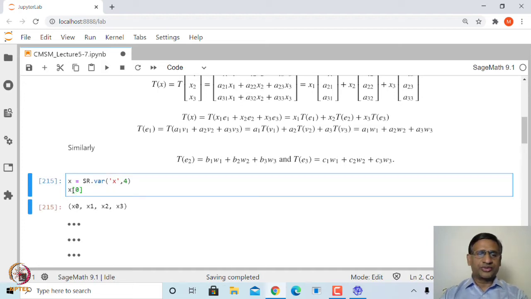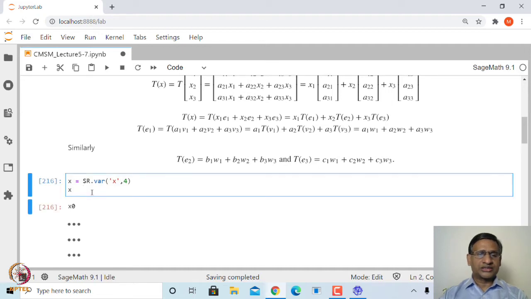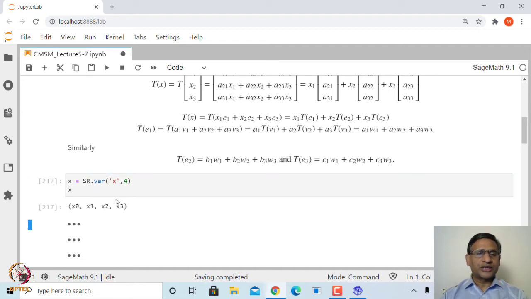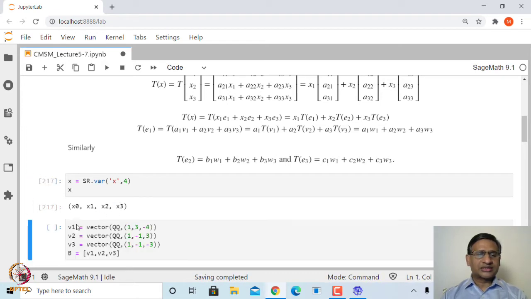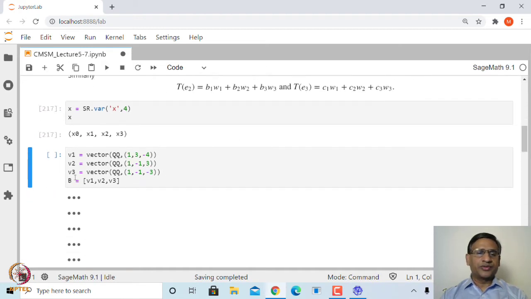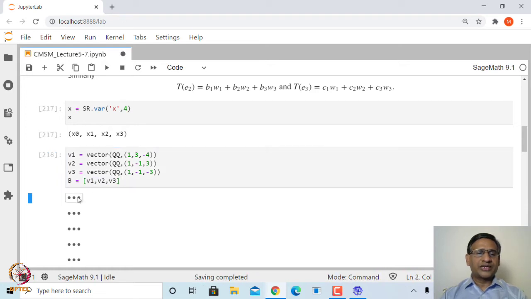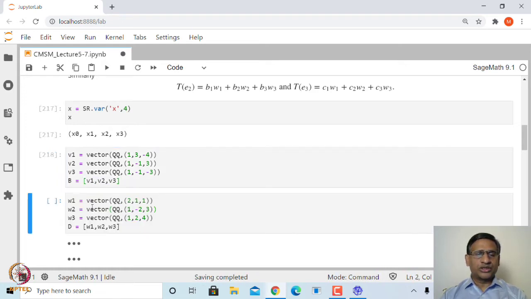So if I say x of 0, this will be x0 and so on, right. So that is your variables x0 to x4. Now let us declare v1, v2, v3, the basis of the domain, and write B as a list of v1, v2, v3. Similarly, the images w1, w2, w3 let us store in a list capital D.